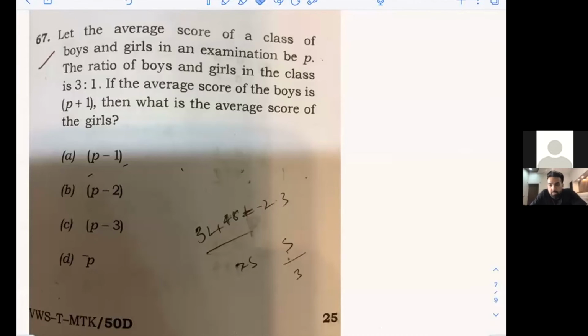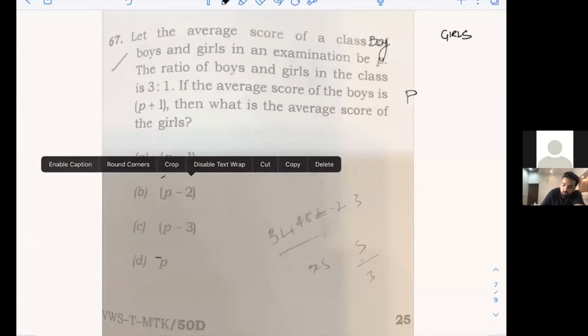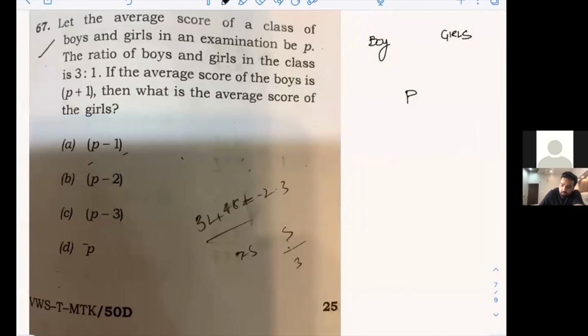Now moving to the next question. ये आपके एक और क्वेश्चन था. Let the average, again ये allegation पे बेस है. Let the average score of the girls and boys in examination be P. Boys ऊपर, girls side पे. The ratio of boys and girls in the class is 3:1. 3 नीचे, 1 नीचे. Boys के लिए 3, girls के लिए 1.